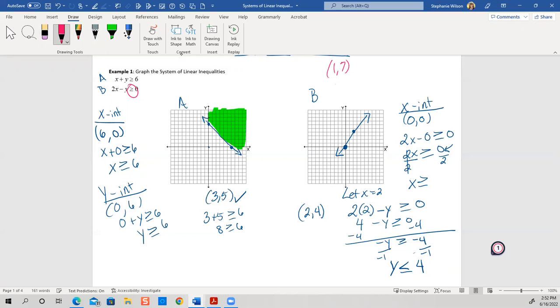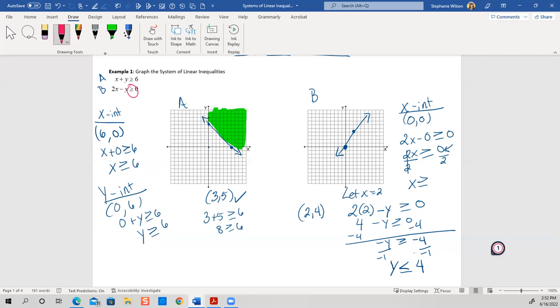And let's plug it in. So I got 2 times 1 minus 7 greater than 0. 2 minus 7 greater than 0. What does that give me? It gives me a -5. That's not greater than 0, so that's false. So I am not focusing on that area. Let's look on the area on the other side of that line.